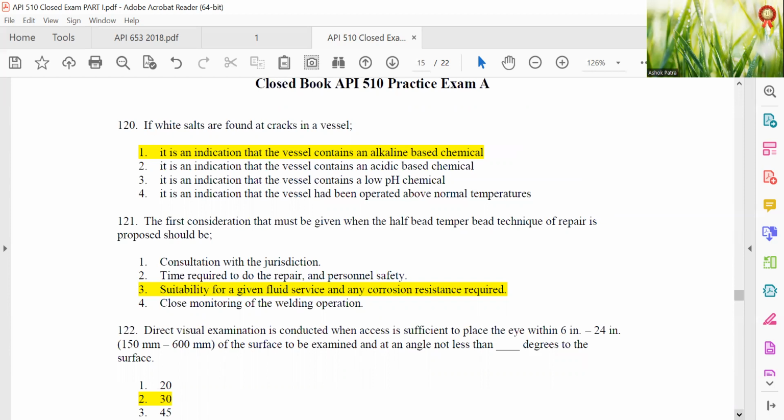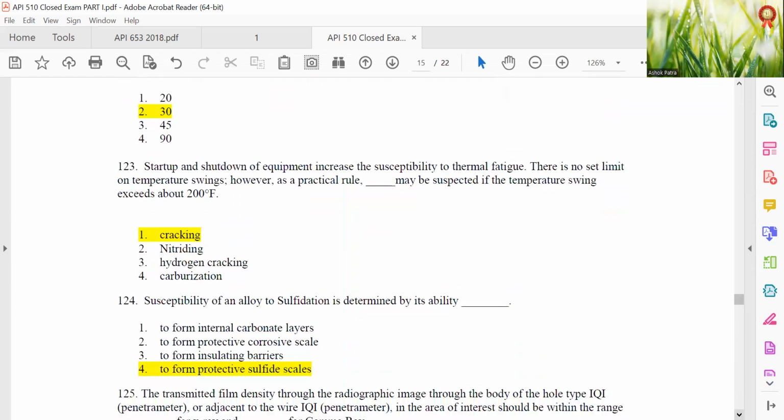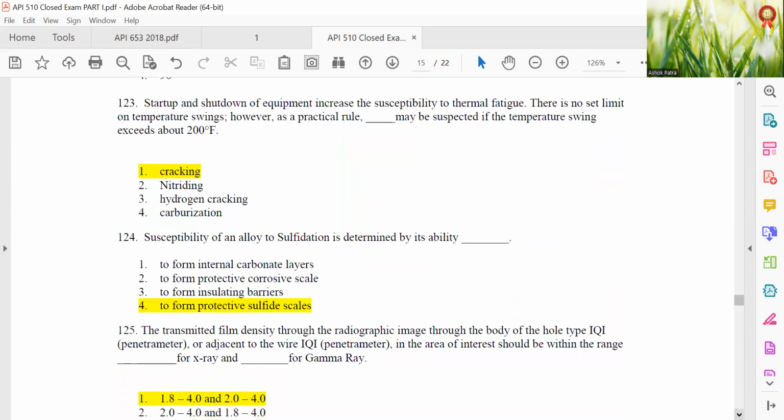Direct visual examination is conducted when access is sufficient to place the eye within 6 to 24 inches (150 to 600 mm) of the surface, and at an angle not less than 30 degrees to the surface. Startup and shutdown of equipment increases susceptibility to thermal fatigue. There is no set limit of temperature swings. However, as a practical rule, cracking may be suspected if the temperature swing exceeds about 200 degrees Fahrenheit.